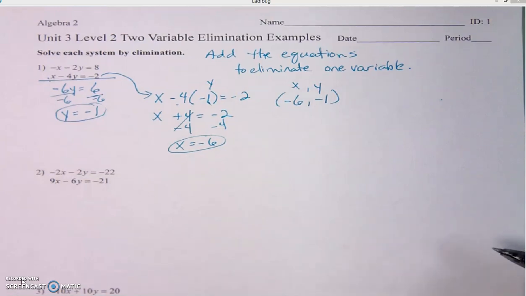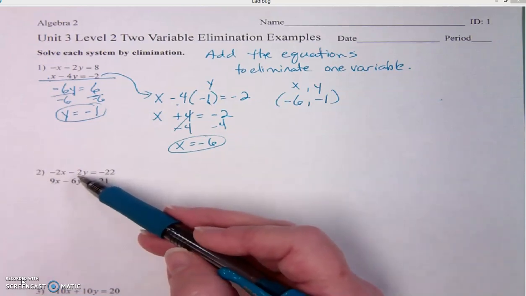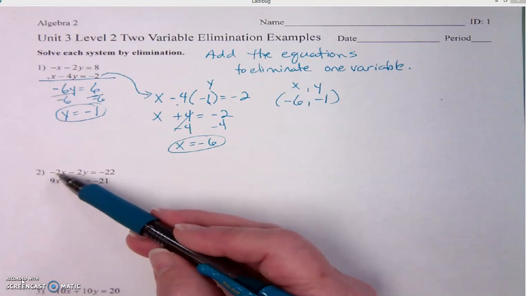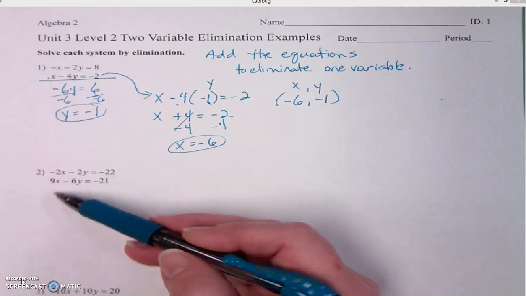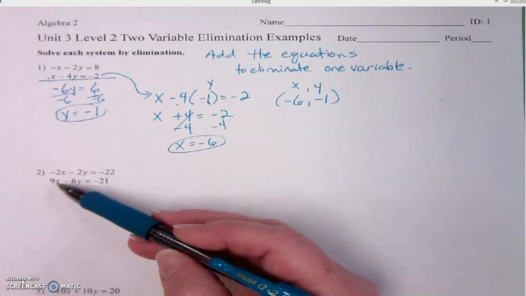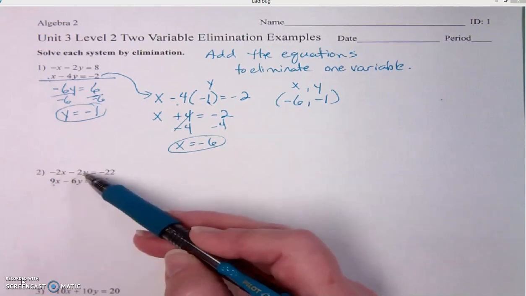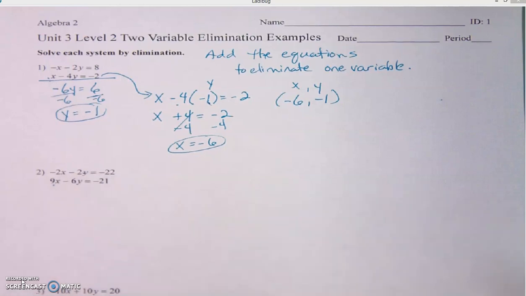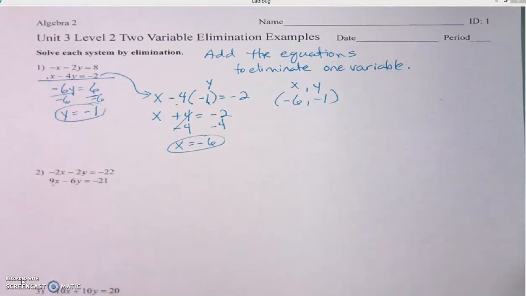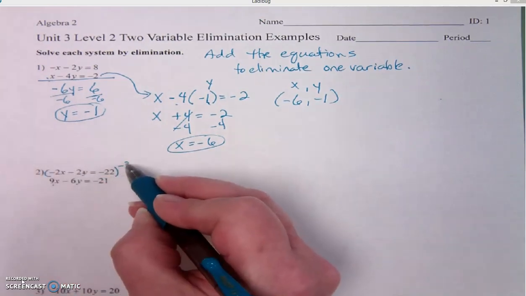Example 2. If I look at them, neither one of my variables has the same number. That's what I'm looking for. I want a variable that has the same coefficient, and I'm also going to want opposite signs. The x's have opposite signs, but I can't multiply 2 by anything to get to 9. But I could multiply 2 by 3 to get to 6. But I also want to change the sign. I want one of them to be positive and one of them to be negative so that they cancel or eliminate. So I'm going to multiply this first equation by negative 3.